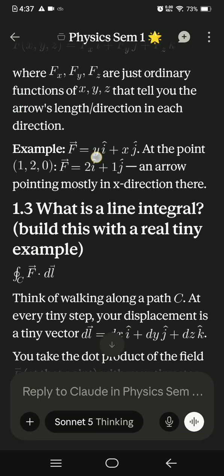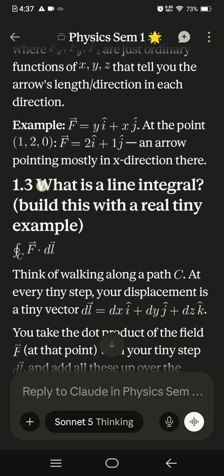Example is this: we have a vector field y i cap plus x j cap. At the point (1, 2, 0), this becomes 2i cap plus 1j cap. An arrow pointing mostly in x direction, the arrow pointing mostly in x direction there.